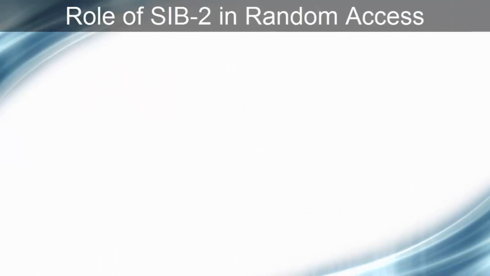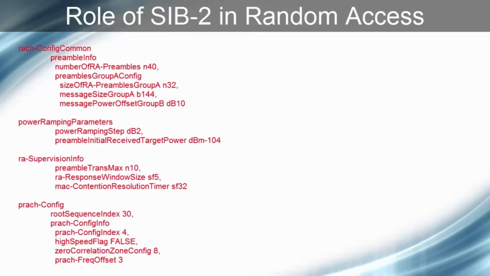UE gets all the random access related parameters of the cell by reading SIB2. Here, I have highlighted all the random access related parameters of SIB2 in red. We will go through the complete random access process and see the importance of each parameter.